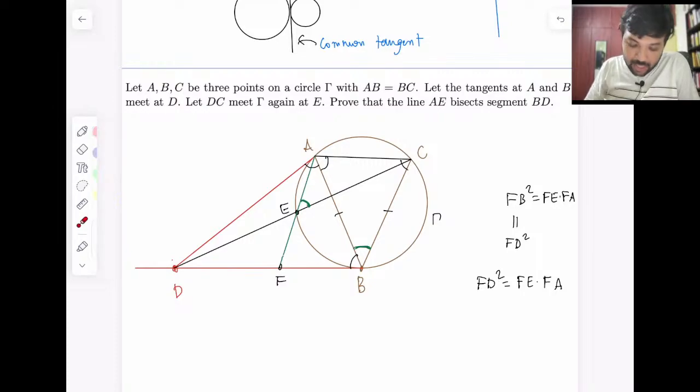What is wrong? AE is parallel to BC is wrong, because if AE were parallel to BC, then what will happen? Then these two would be equal. What's the problem with that, Abhi? Why would AB equal AD if AE is parallel to BC? I don't see why. AF would be the angle bisector of what?